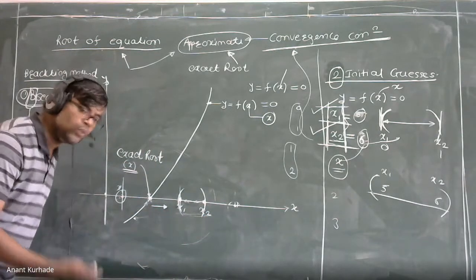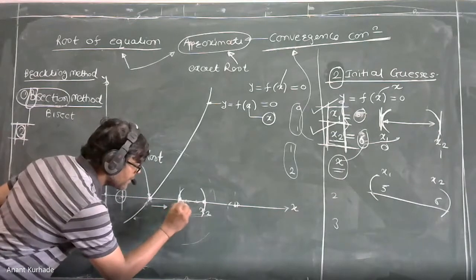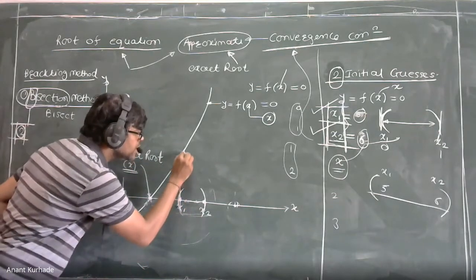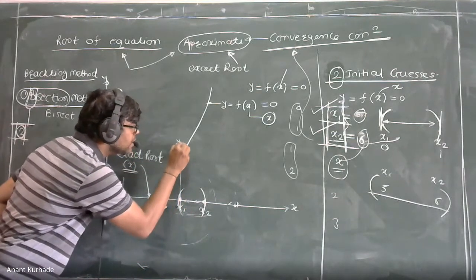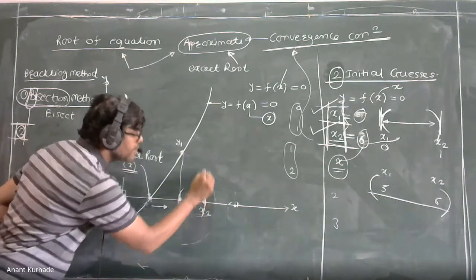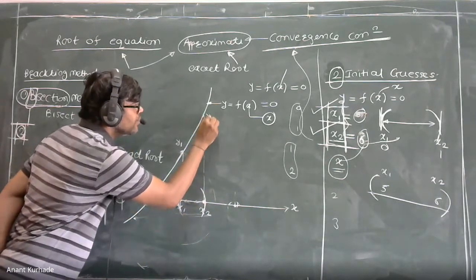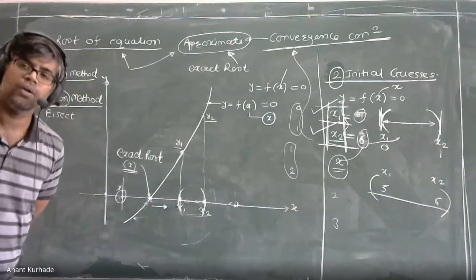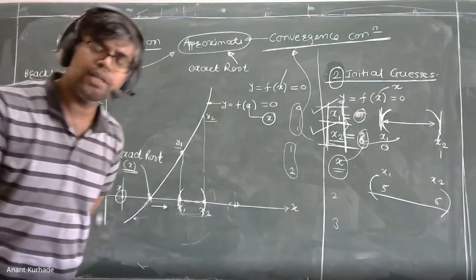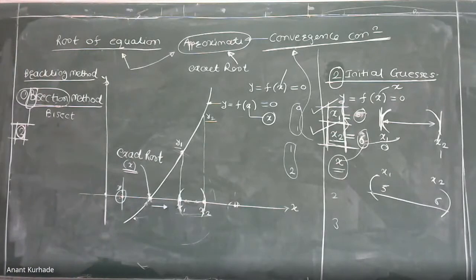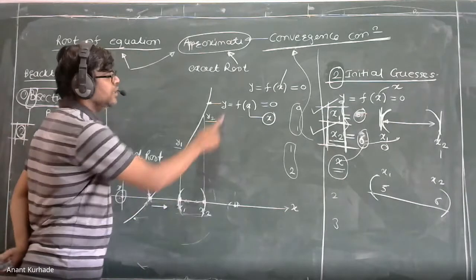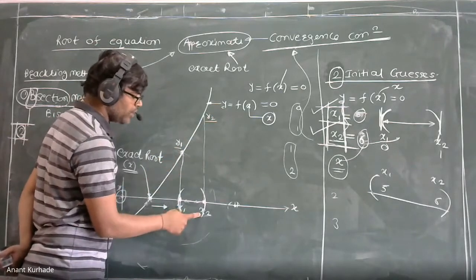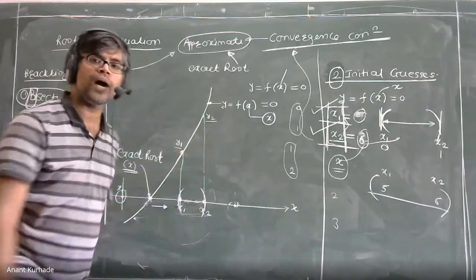It is not required to plot this graph in each and every numerical. Go up. This is y1, and this is y2. Now how can we find y1 and y2? By putting the value of x1 in the function, we have y1. Put the value of x2, and we have y2.